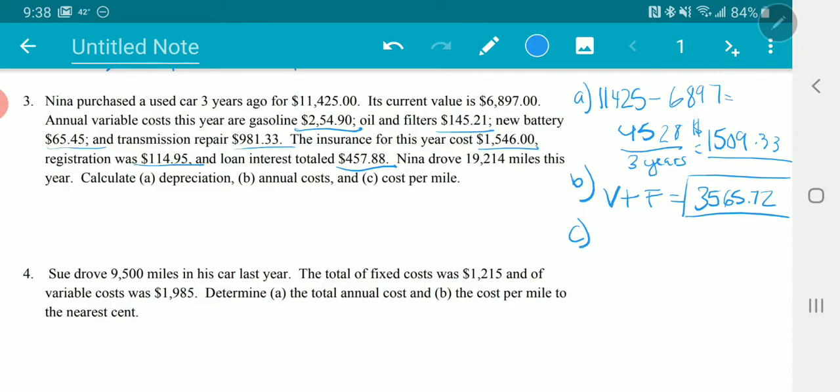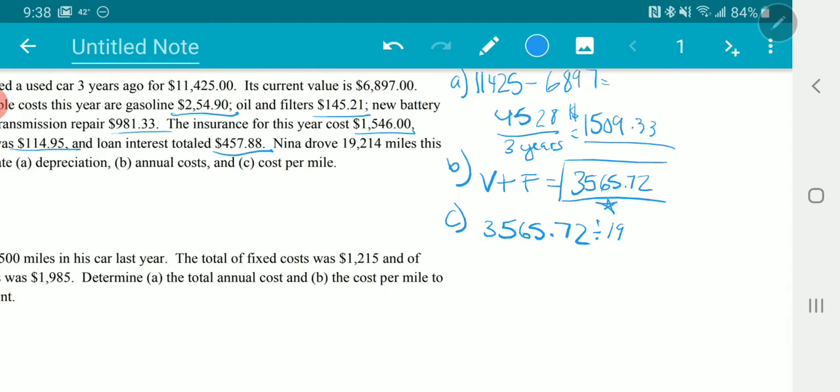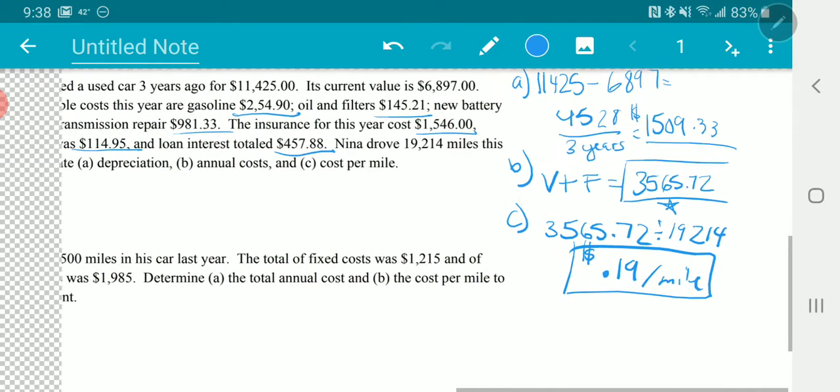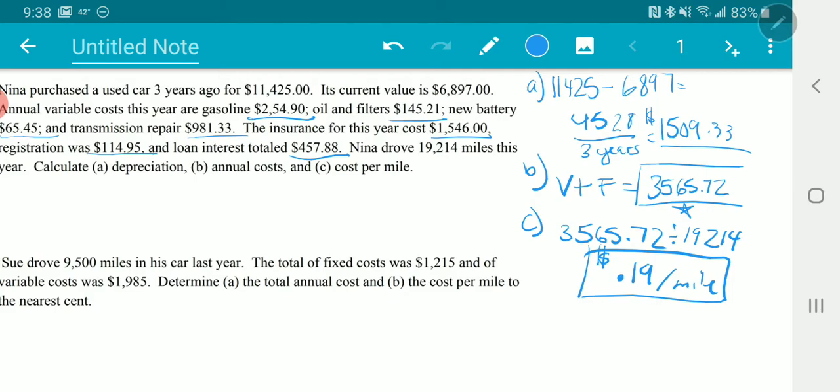Part C is that cost per mile. So I would take that annual cost that I just found in part B, 3565.72, and divide that by how many miles they drove. In this case, they drove 19,214 miles to get your cost per mile of roughly 19 cents per mile. That's pretty good. Okay, so just like number one, except you didn't have the variable and fixed split up there, so it made it a little bit easier.